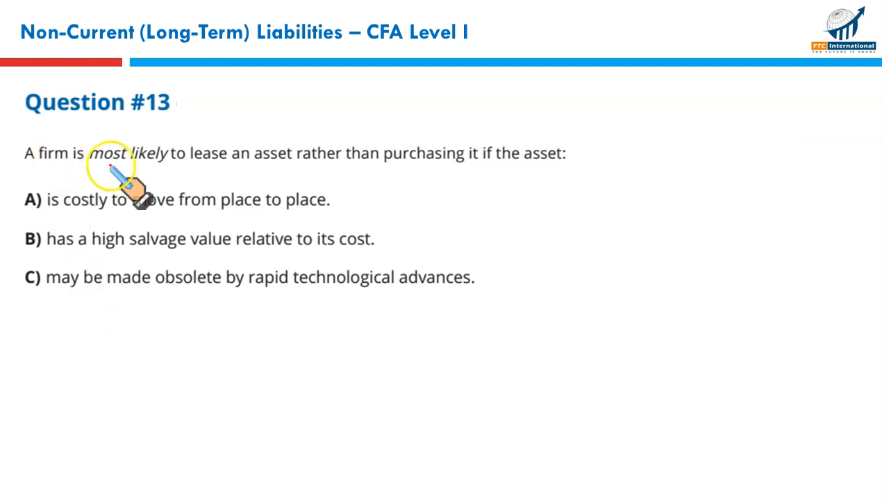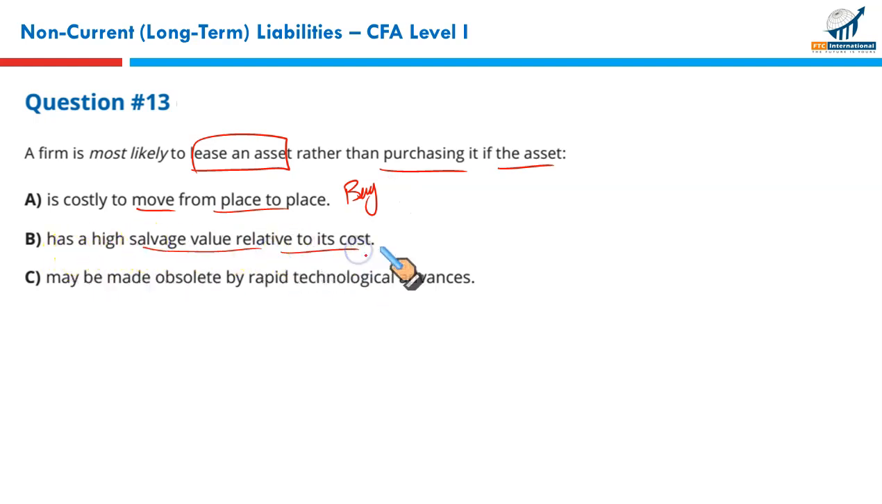Next, question 13. The firm is most likely to lease an asset rather than purchase if the asset is costly to move from one place to another. It is better to buy rather than lease. Buy it as your own and don't worry about moving from one place to another. If it's yours, you don't have to dismantle it. Has a high salvage value relative to cost. Buy the asset. When the life is over, you can sell it at a high price. So in this case, buying is a good decision. But if the asset may be made obsolete by rapid technology advances, it's better to lease, and after a couple of years, you can just kick the asset out. In this case, leasing is good.